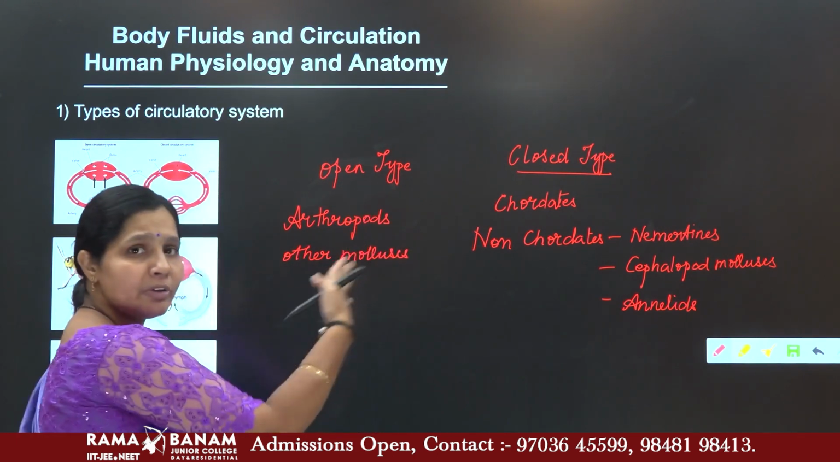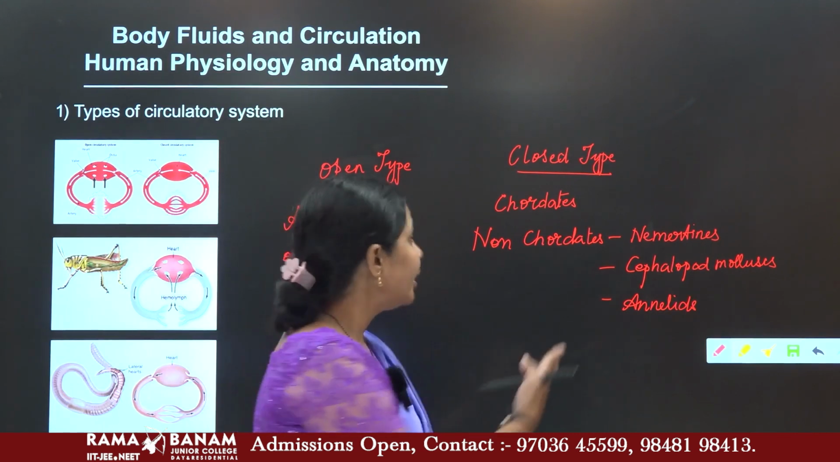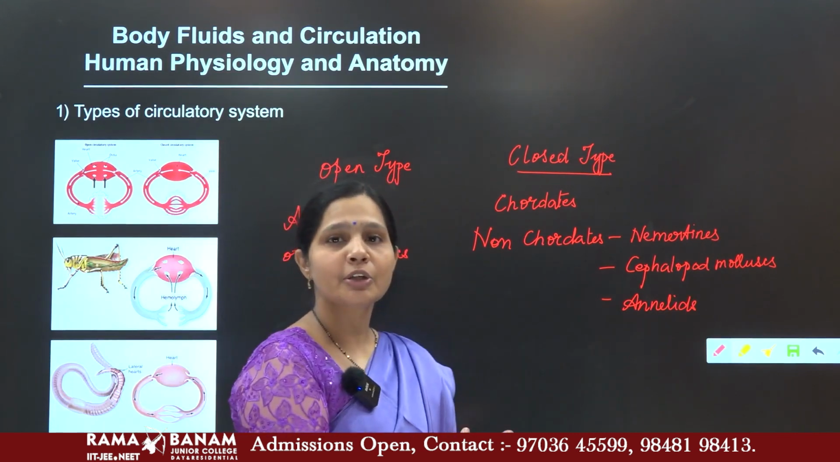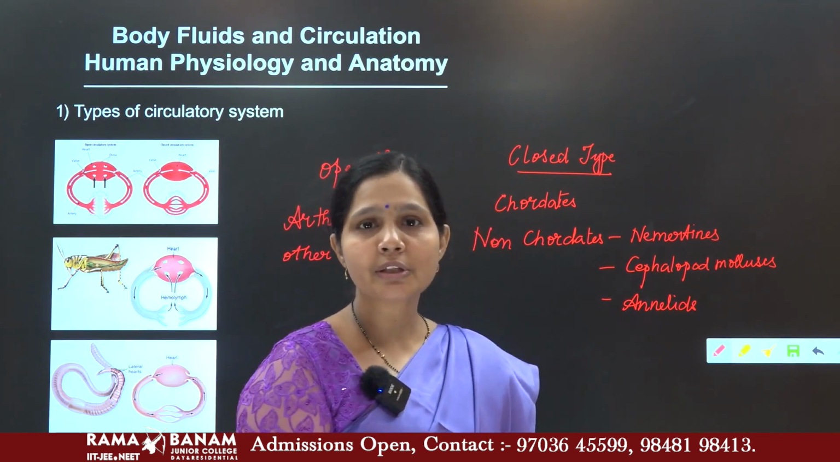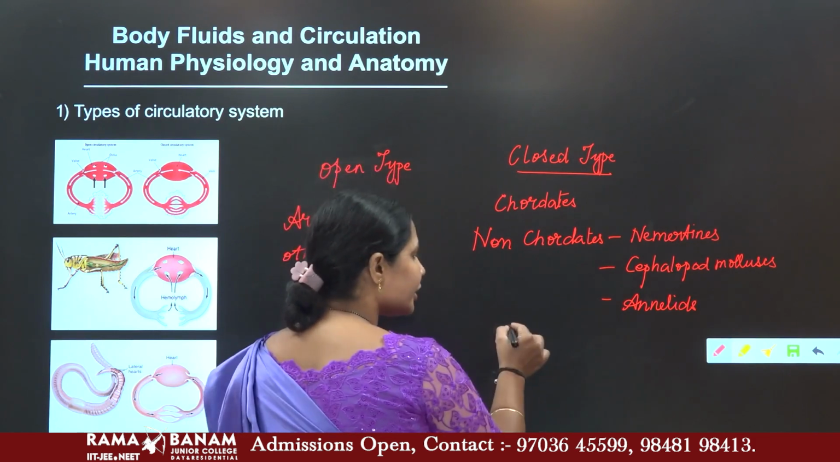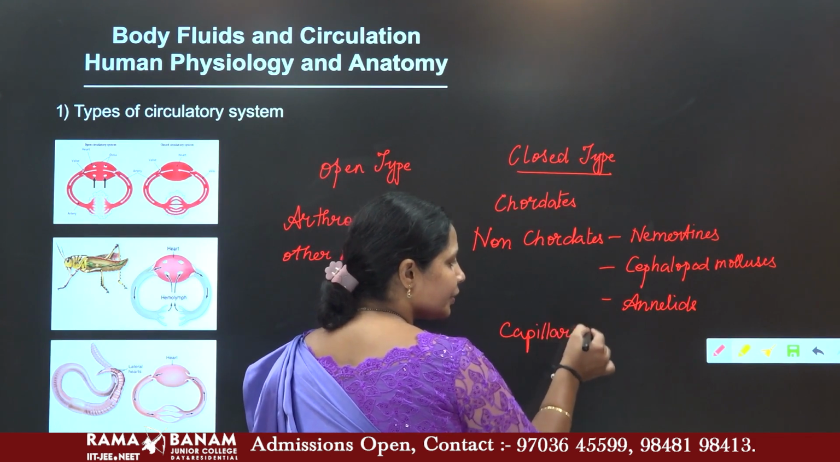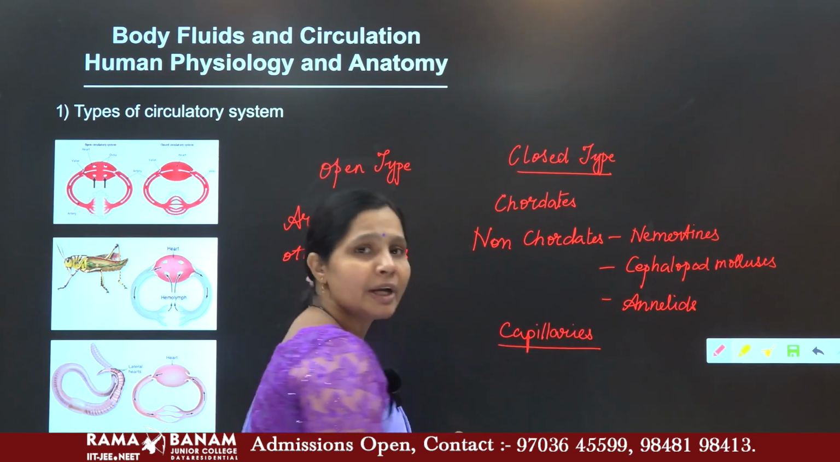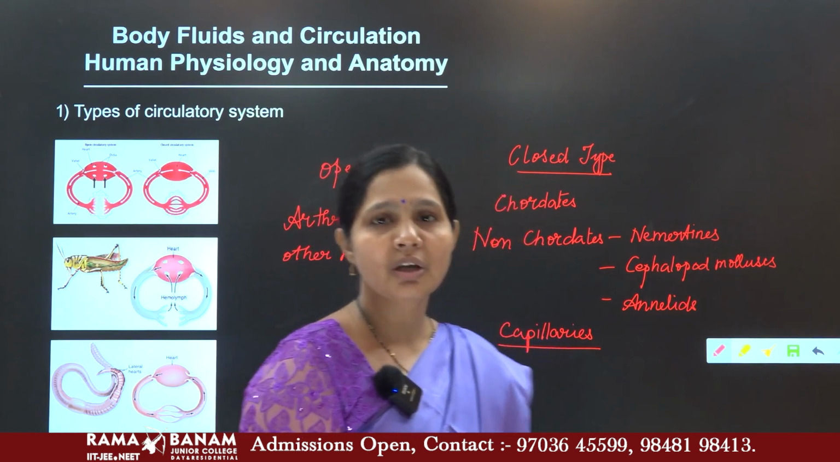The difference between the open type and closed type of circulatory system is that in the closed type, the blood flows through closed channels, the blood vessels, that is the arteries and veins interconnected by what are known as capillaries. So, the flow of the blood through these blood vessels takes place in the tissues, right.